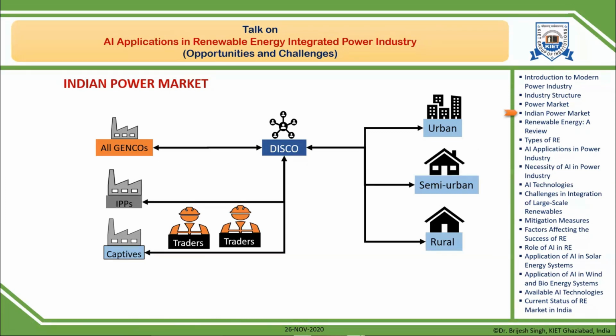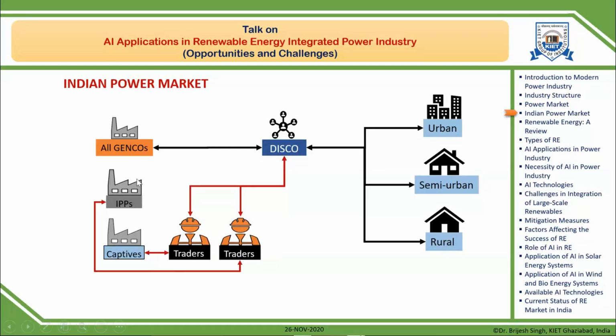Now, after reformation, one more participant was added here, known as the trader. What will be the function of the trader? As power demand increases, all the generating corporations have a lot of burden to deliver that power to the consumer and establish coordination between the distribution company and the conventional generating companies. So these traders have the opportunity to coordinate between the IPPs and captive generations, and after establishing a contract between these two, they deliver the power to the distribution company, and then the distribution company delivers the power to all kinds of consumers.